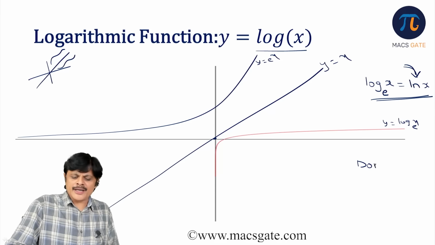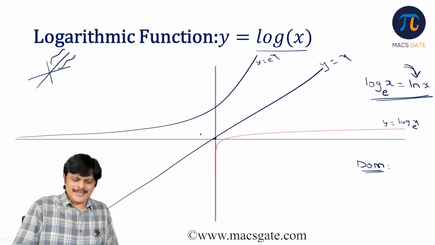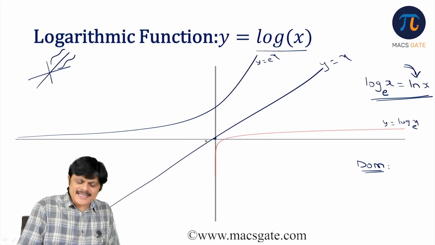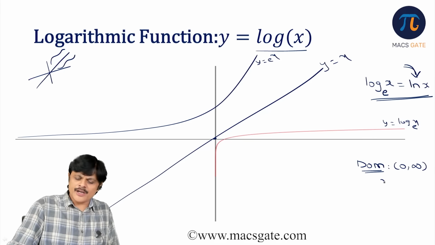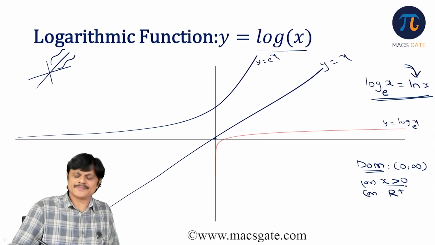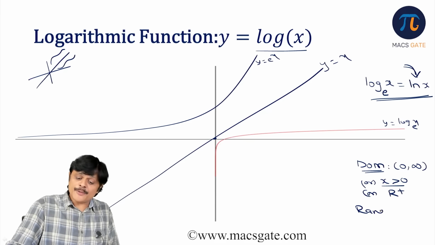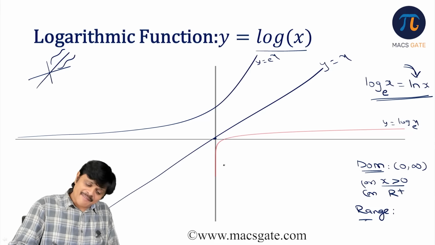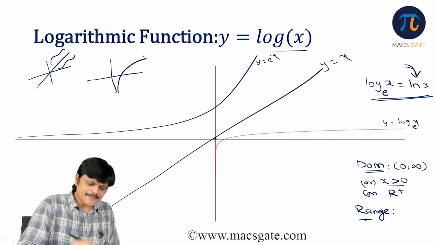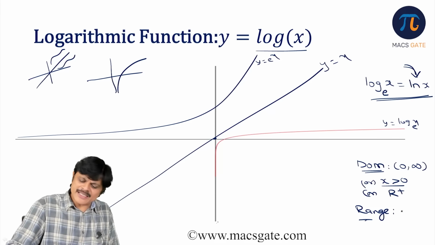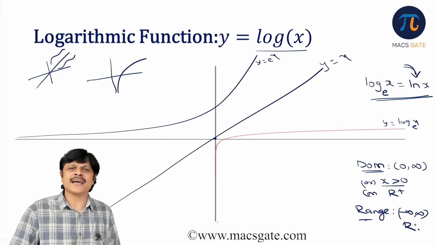Now the beauty about the logarithmic function is the domain: it is not defined for x less than 0 and x equal to 0. This is defined only from 0 to infinity. So you can also write it as x greater than 0, or you can also write it as R plus. Now what is the range of this fellow? If you see the graph, it goes something like this. The graph is from minus infinity to plus infinity. So the entire R is the range. The range is the entire real number system. Okay, so that is about the logarithmic function.